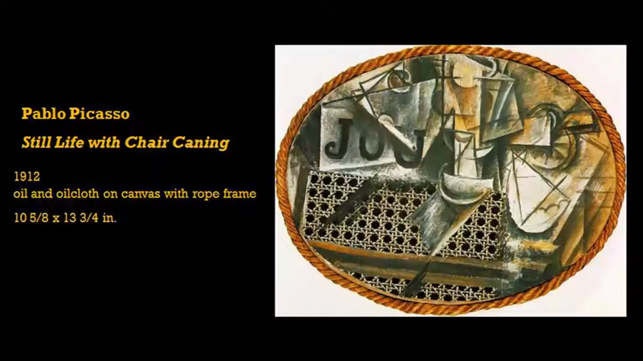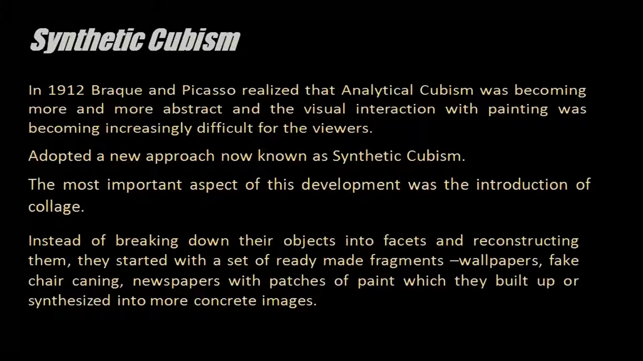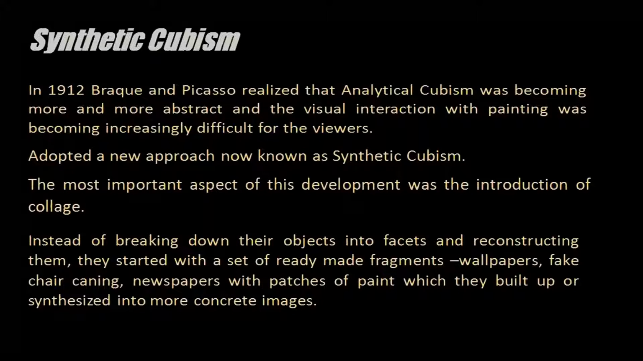So after 1912, both Picasso and Braque thought of bringing in some references, some visible clues in their paintings. So what we see from 1912 is another phase within Cubism. If the first phase, from 1907 to 1911, can be called analytic Cubism, where the painters and sculptors were mostly analyzing a form, breaking down the forms in fragments and rearranging them once again in a different order, then the second phase can be called synthetic Cubism, when Braque and Picasso both realized that analytical Cubism was becoming more and more abstract, and the visual interaction with painting was becoming increasingly difficult for the viewers.